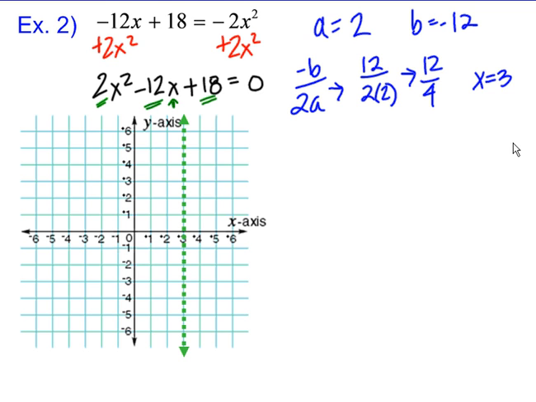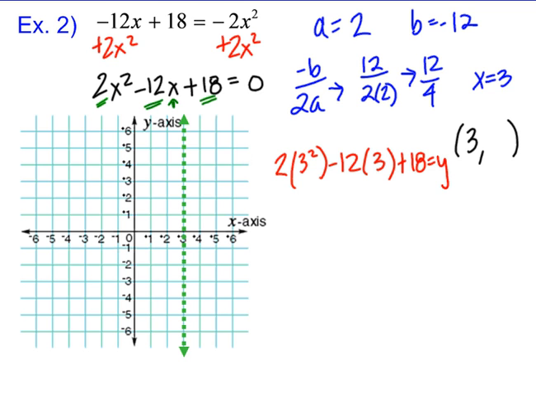Now that we have our axis of symmetry, we need to find our ordered pair of where our vertex is. So let's plug 3 into this problem. So 2 times 3 squared minus 12 times 3 plus 18. What will that get us for y? Well, 3 times 3 is 9. 9 times 2 is 18. Minus 12 times 3, which is 36, plus 18 equals y.